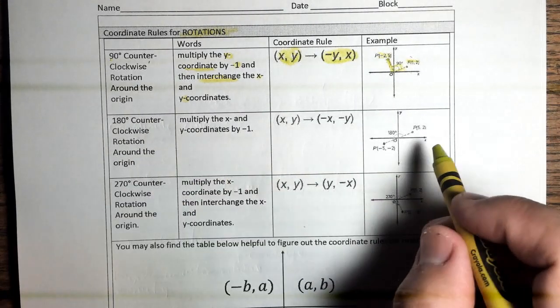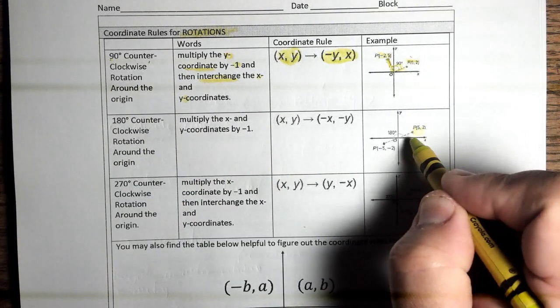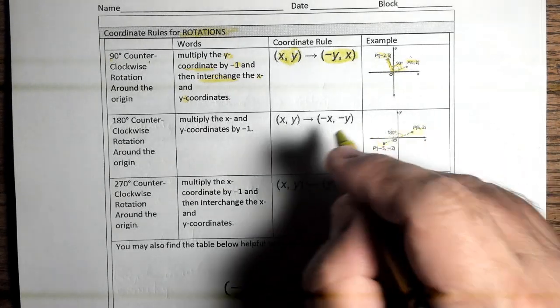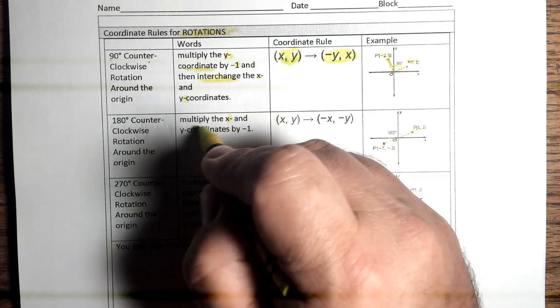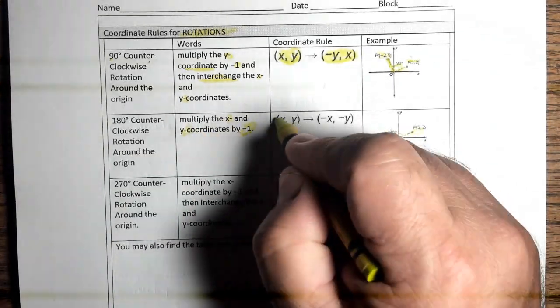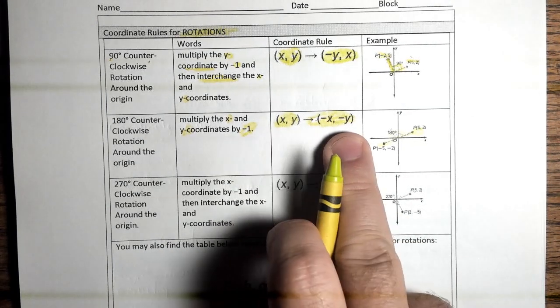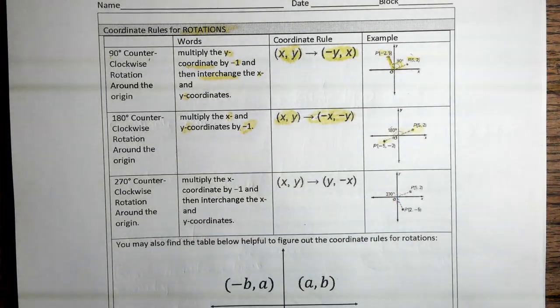For 180 degrees, we're going from here two times, so all the way over here, 180 degrees. You multiply the x and the y coordinates by negative 1. So x comma y becomes negative x comma negative y. We kept them in the same place, we just made them both the opposite, or multiplied each of them by negative 1.